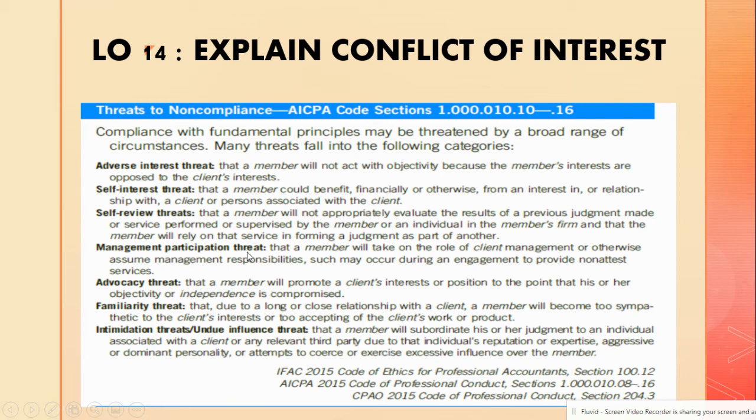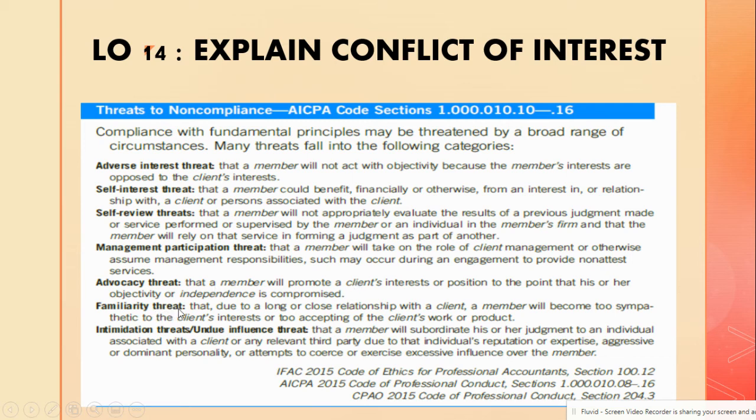Okay. Management participation threat, that a member will take on the role of client management or otherwise assume management responsibilities. Such may occur during an engagement to provide non-attest services. And then advocacy threat, that a member will promote a client's interest or position to the point that his or her objectivity or independence is compromised. So meaning that now you become a promoter of the client's firm. You promote the client's shares, for example.